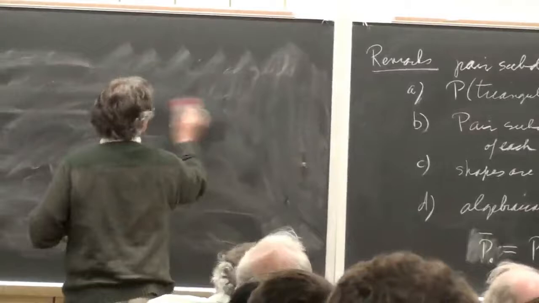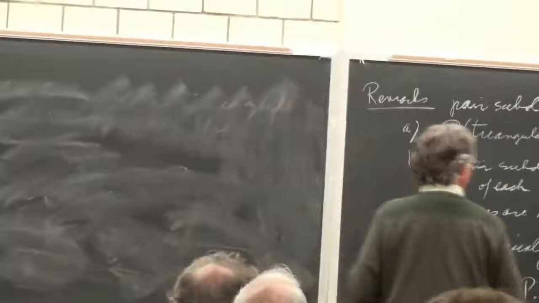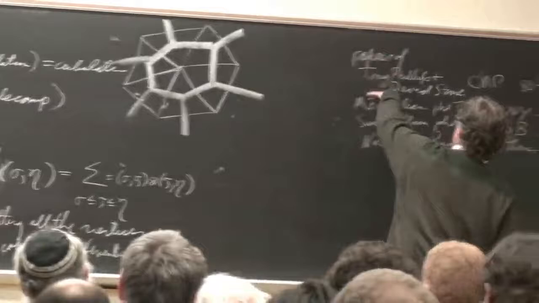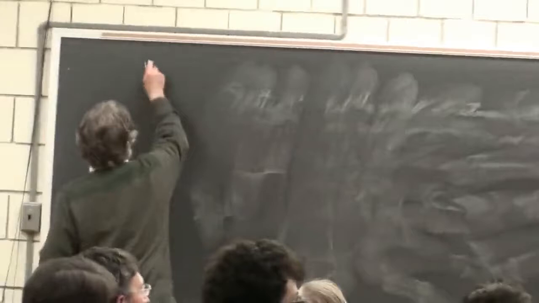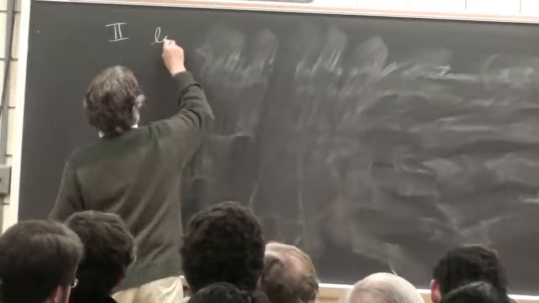Now I'm going to discuss something which is kind of a variant of what's in these papers of Tony Phillips and David Stone, although it's not exactly the same. So I'm going to do kind of an example or particular structure now. So this is going to be lattice field connection.